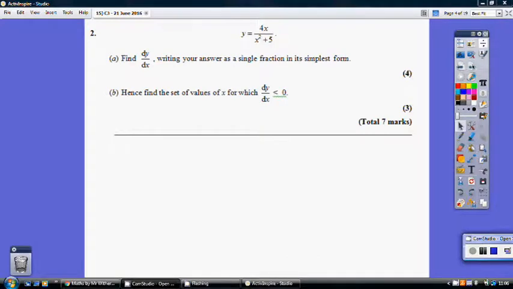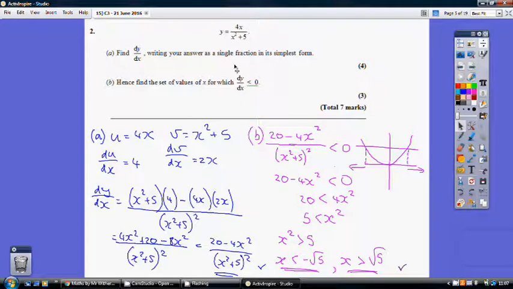Question 2. So to differentiate this division, we need to use the quotient rule. So our u is our numerator, which is 4x, and v is our denominator, which is x squared plus 5. So differentiate both of these to get this. And our dy dx is going to be v du dx minus u dv dx all over v squared, which is this. Then multiply out the numerator and gather like terms, and we end up with this as the final solution.